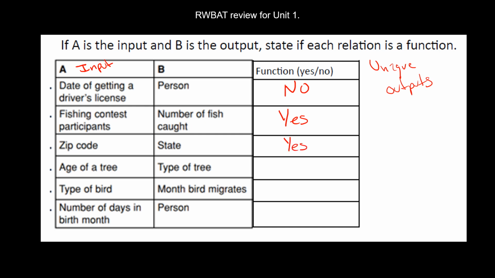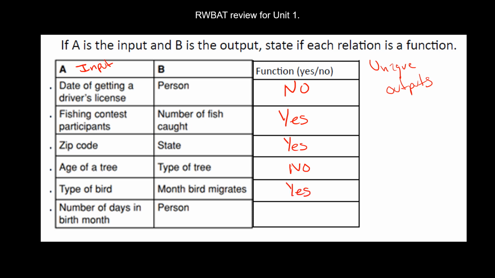Okay. So if you were given the age of a tree, if I tell you this tree is 35 years old, can you tell me what type of tree it is? No, that's impossible. Okay. Next one, if I tell you the type of bird, can we find what month the bird migrates? In other words, what month the bird will head south for the winter? Yes, that happens every year, and it's always around the same time, determined on the bird.